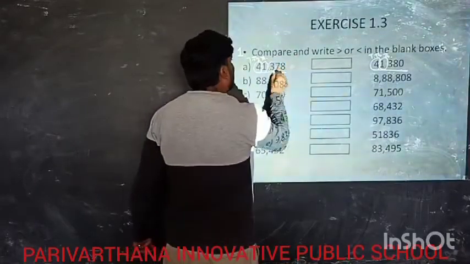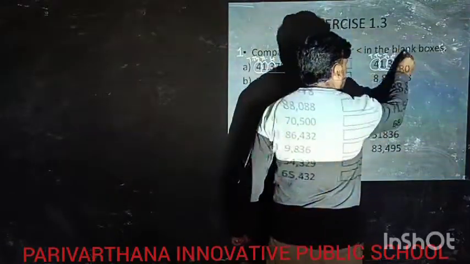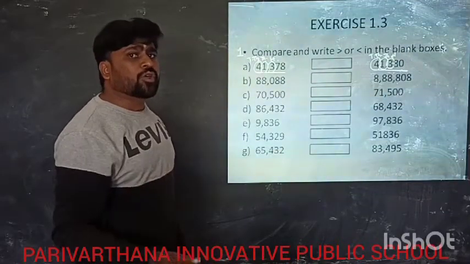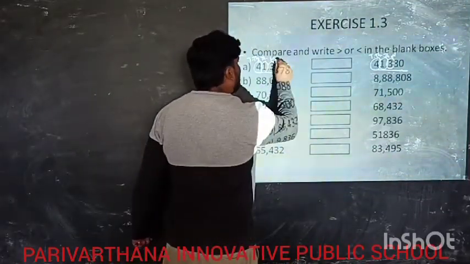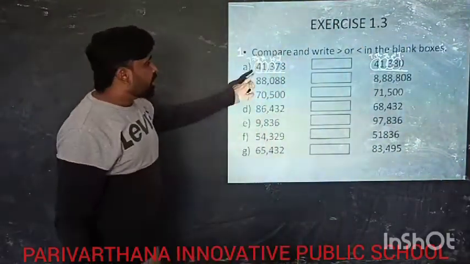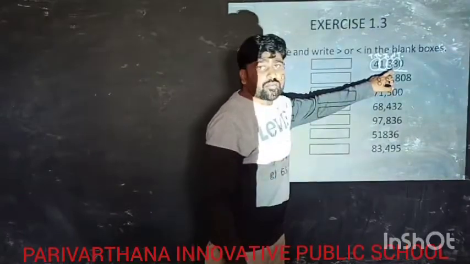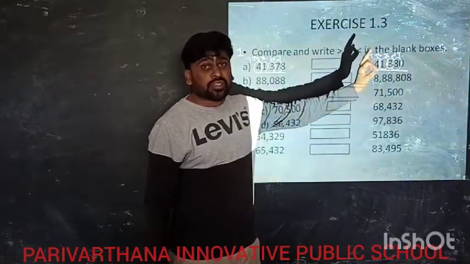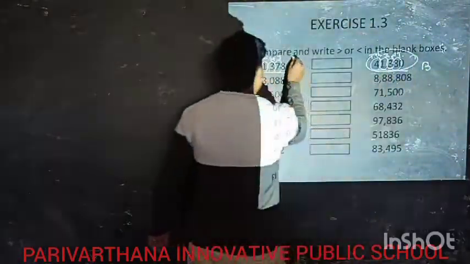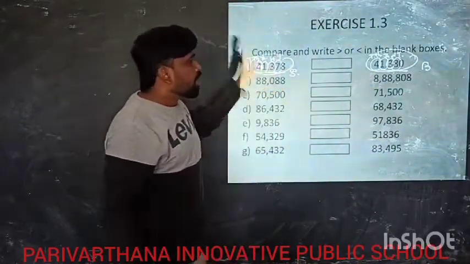Now we come to the 100 place. Here the 100 place is 3, and here also the 100 place is 3. Again we cannot find out which is small and which is big. Now come to the 10 place. In the 10 place it is 7, and in the other 10 place it is 8. Clear? The first number contains 7 in the 10 place, and here the 10 place contains 8. That means 8 is the bigger digit. Therefore this is the big number, and the other is the small number.